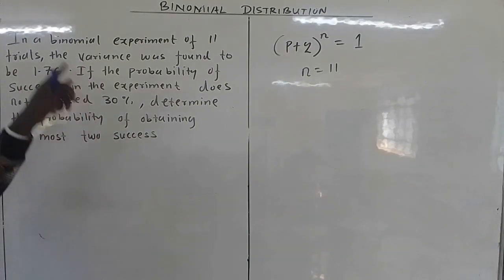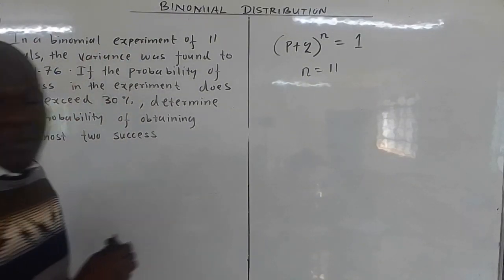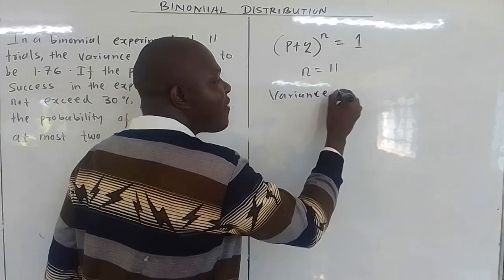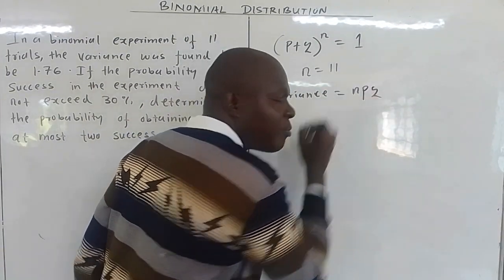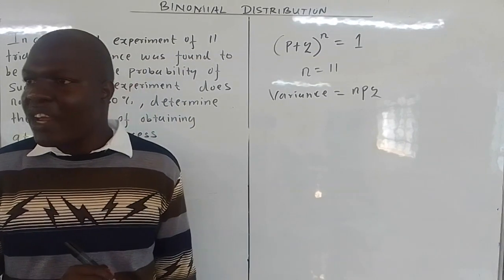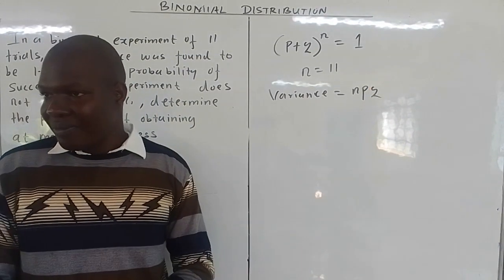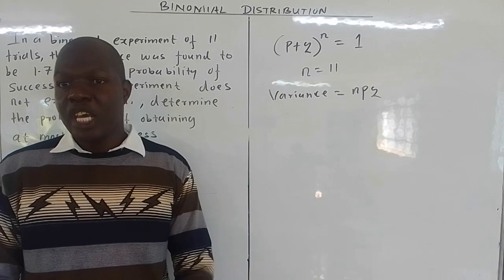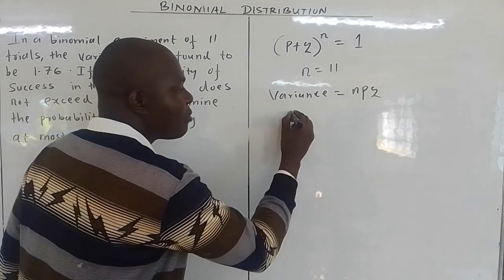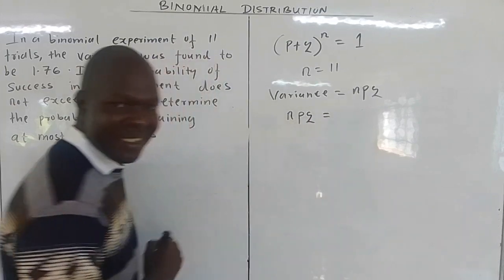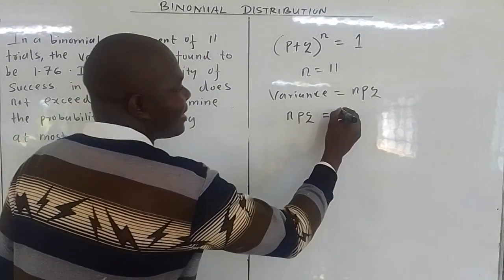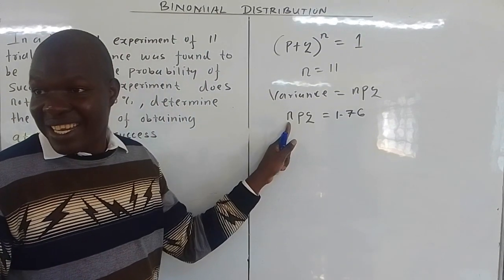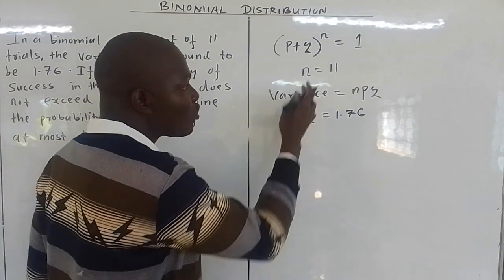What have you been told? You've been told the variance was found to be 1.76. And how do we define the variance of a binomial distribution? The variance of a binomial distribution is given by npq. So this variance npq, you've been told it is 1.76. And remember n you've been given. Substitute what you've been given.